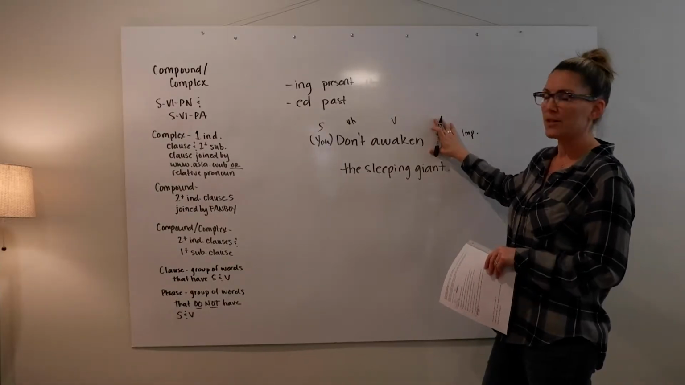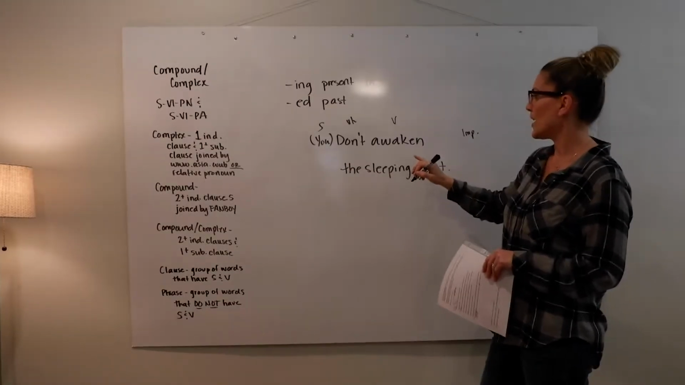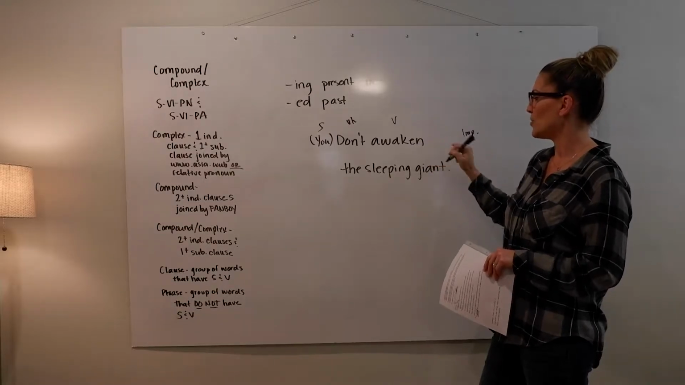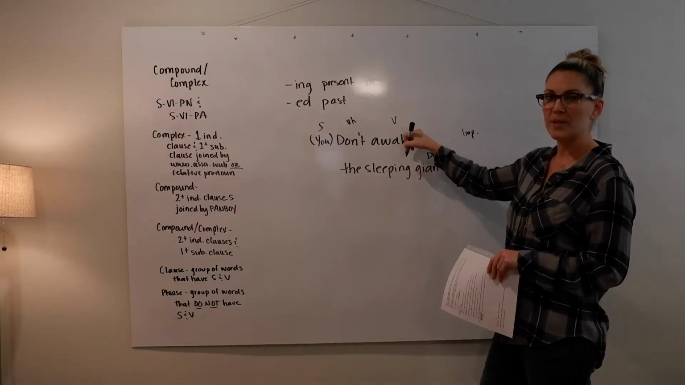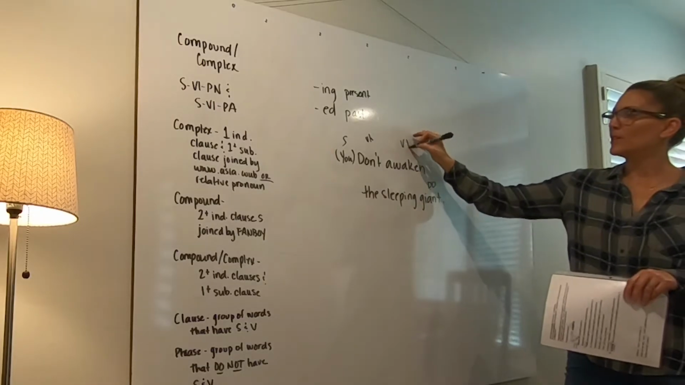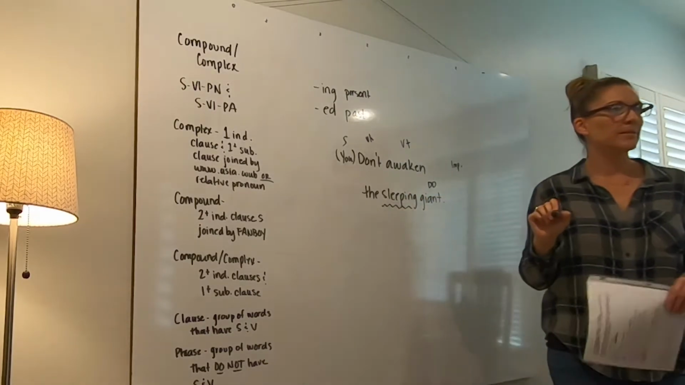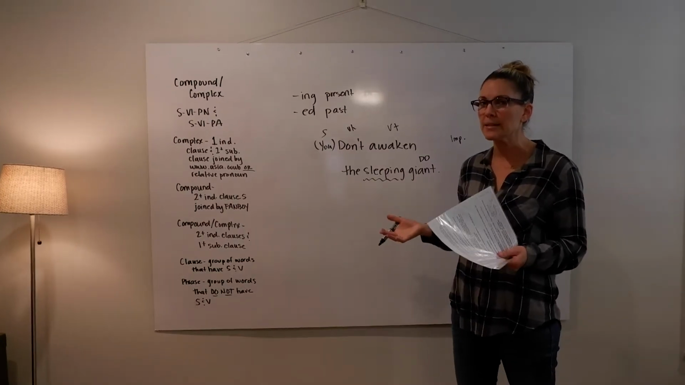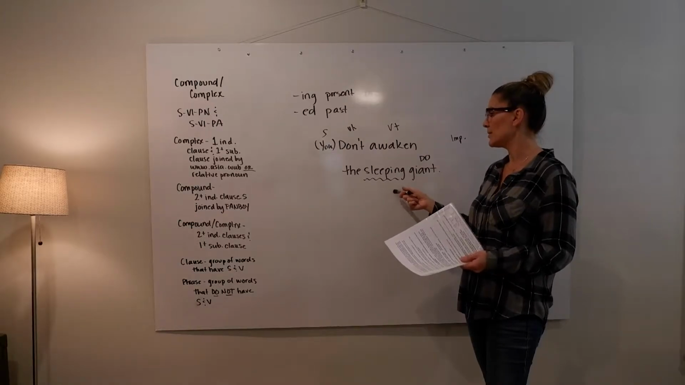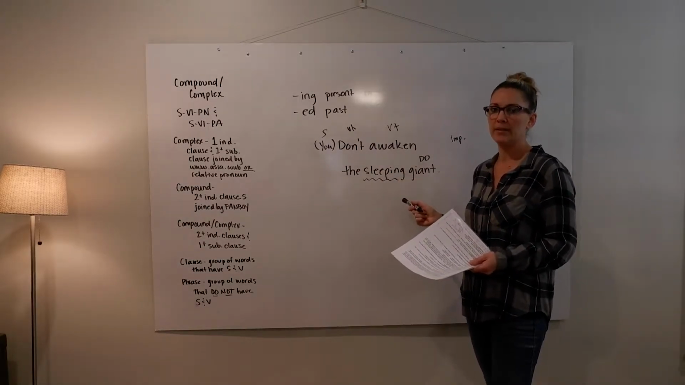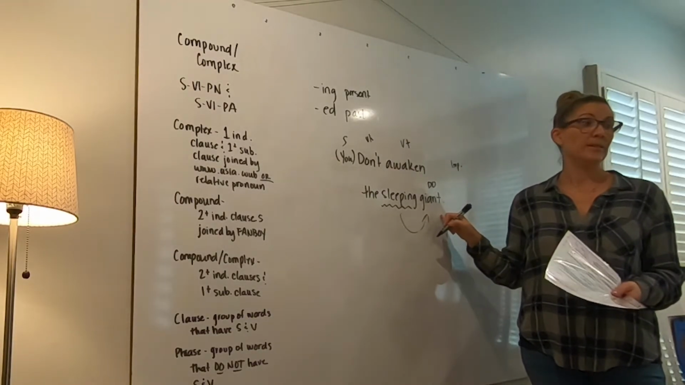Okay, so don't awaken what? Don't awaken who or what? The giant, right? So if I can answer that question, you don't awaken who or what, then I have a direct object. So if I have a direct object, what type of verb is this here? Hopefully you said transitive. If you did, you'd be right. But what about this word? What about sleeping? That's a verb, right? That's something that somebody does. However, in this sentence, what is it doing? It's not the action. The giant isn't sleeping and you aren't sleeping, right? What's it doing? It's describing the giant.